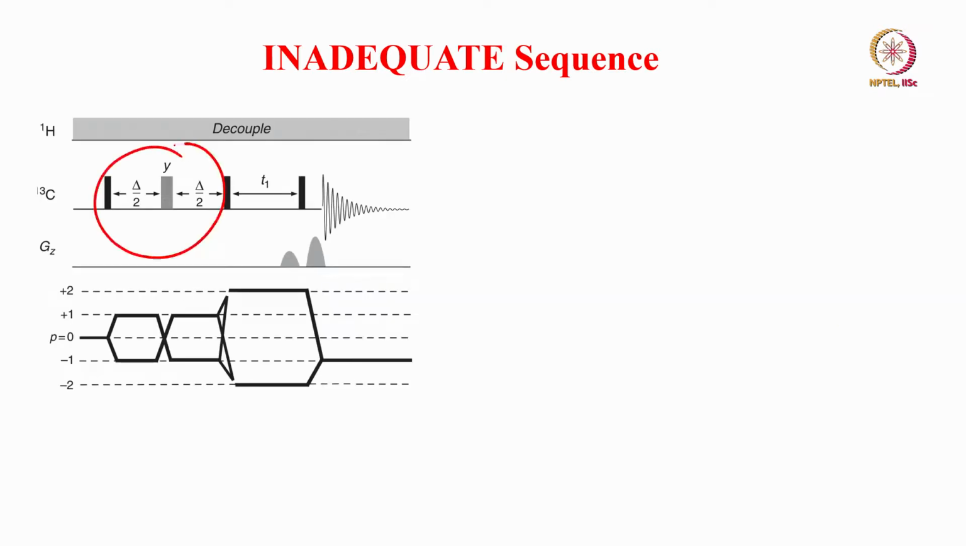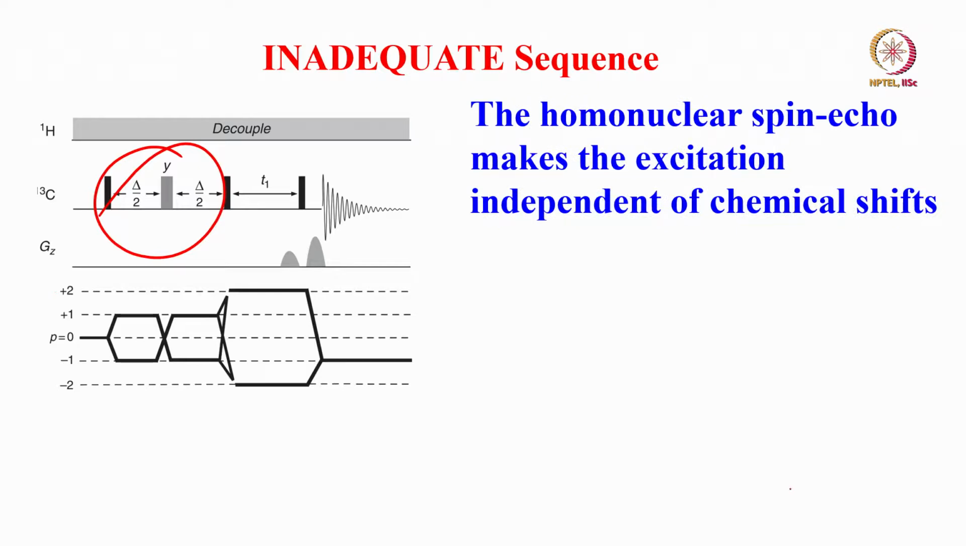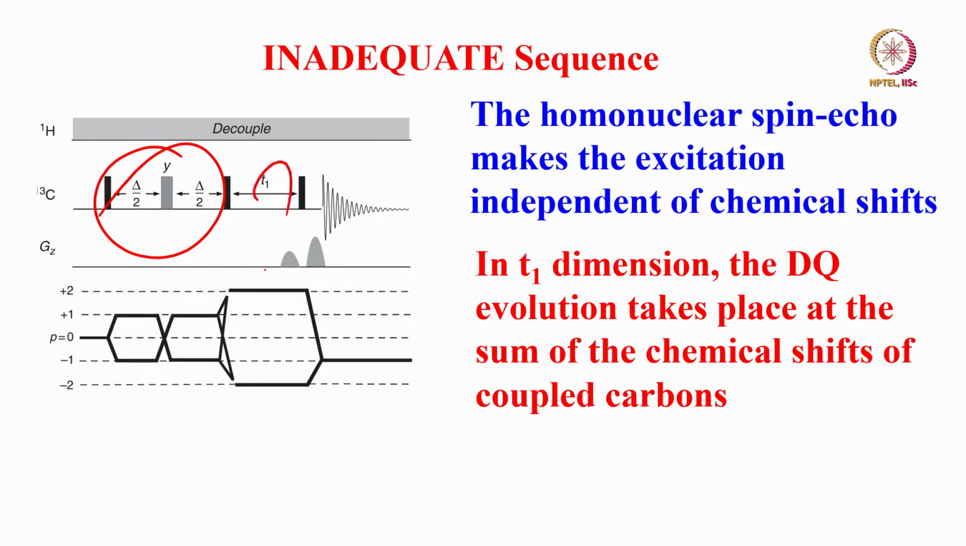This is like a sequence where a homonuclear spin echo is there. It makes excitation independent of the chemical shifts. So, you do not have to worry about chemical shift evolution here. They get refocused, homonuclear spin echo, chemical shifts get refocused, but not J couplings. That is what we have been discussing. Whereas in the t1 dimension, the DQ evolution takes place after the next pulse. So, multiple quantum evolution takes place. Use a DQ filter from +2 to -1 using phase cycling or gradients, and then choose this pathway.